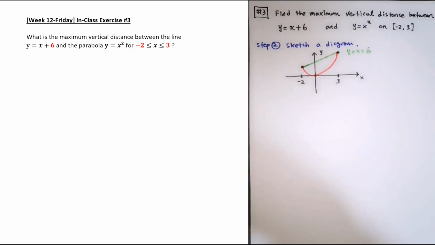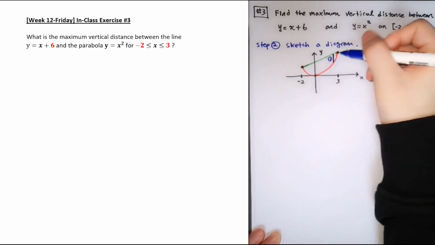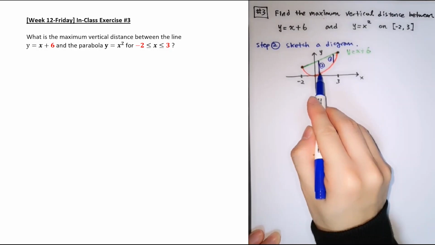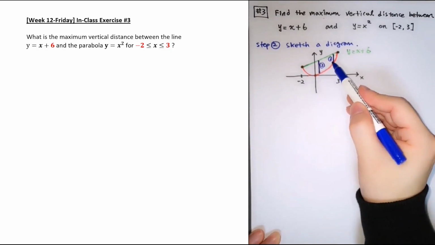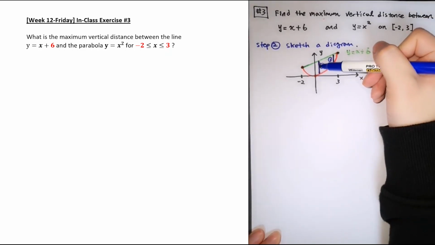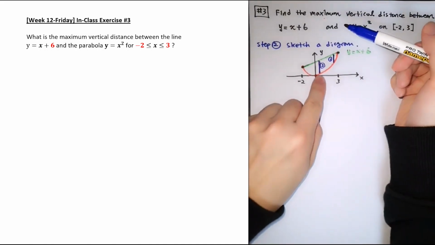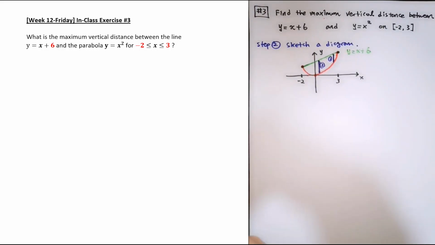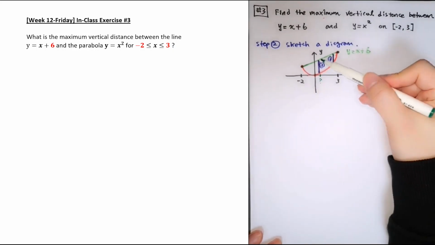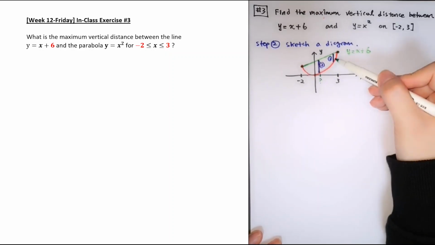So let me give you choices. Look at my vertical bar. Do you think this vertical bar, number 1, is longer than this vertical bar, number 2? Yes or no? If you said no, then you're correct. This vertical distance is so small compared to our second vertical distance. So you have a feeling that, whoa, we need to find out this special x value so that we can find the maximum vertical distance between the top function and then the bottom function.